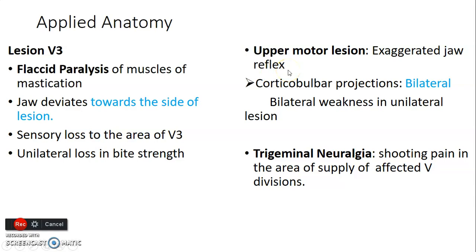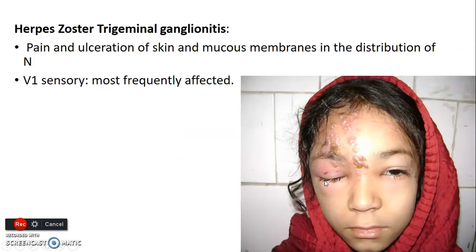Then we have what we call trigeminal neuralgia. It's when you have shooting pain in the area of supply by the affected division of the trigeminal nerve. Then you can have trigeminal ganglionitis, like in herpes zoster, as you can see here. These are ulcerated skin lesions. They are usually characterized by pain. So lesions on the skin or the mucous membrane in the distribution of the trigeminal nerve. The most affected is usually the ophthalmic division.